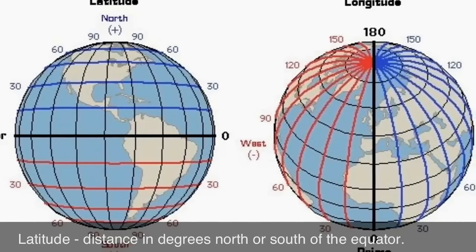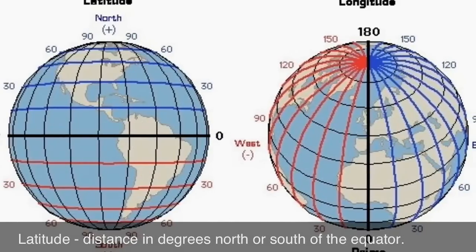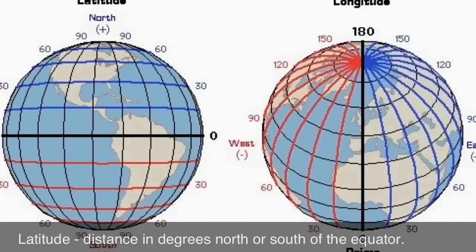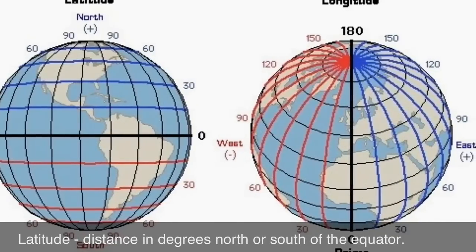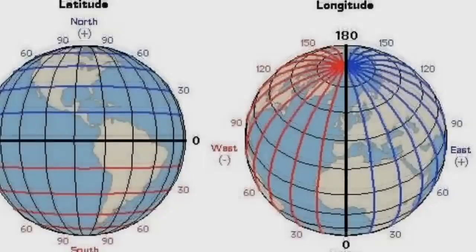The latitude of the equator is 0 degrees. Between the equator and each pole are 90 evenly spaced parallel lines called lines of latitude. Each degree of latitude is equal to about 111 kilometers.